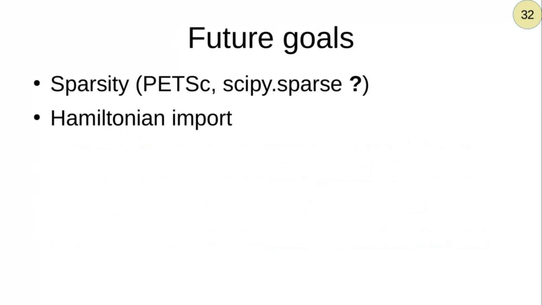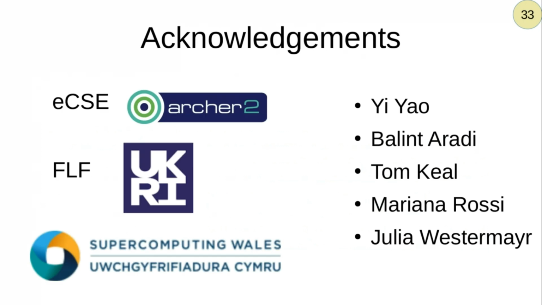repository. So our future goal is to add support of sparsity of matrices. Currently it's not supported, partly because there is a huge zoo of sparsity formats in DFT codes. And the Hamiltonian matrices import turned out to be also available functionality.